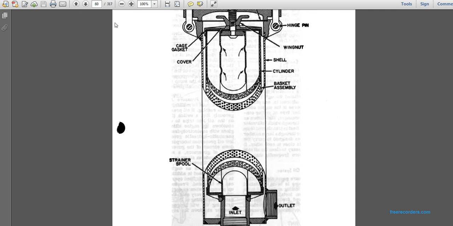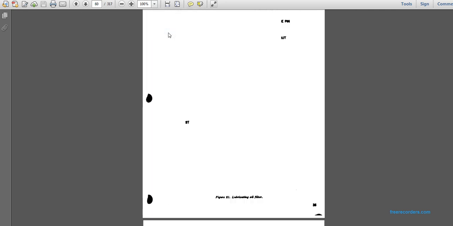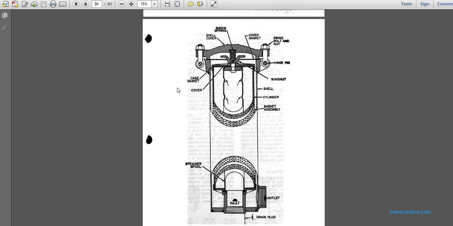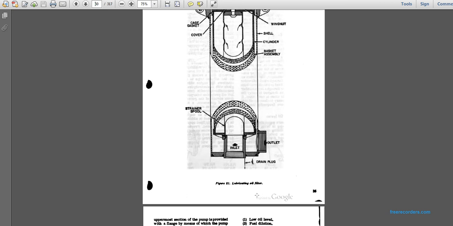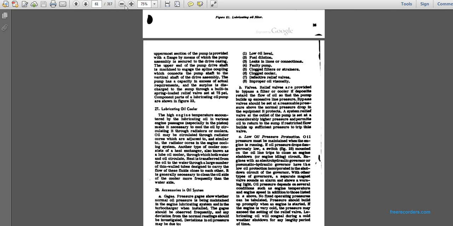Here you see a picture of a lubricating oil filter. It starts out with the shock spring, the shell cover, the gasket, swing bolt and nuts that hold the spring shock and the shell cover over the gasket, the cage gasket, the hinge pin for the shell cover, the wing nut on top of the cover, the gasket, the shell, the cylinder, and the basket assembly, the cover, and a strainer pool with an outlet and an inlet and outlet drain plug.